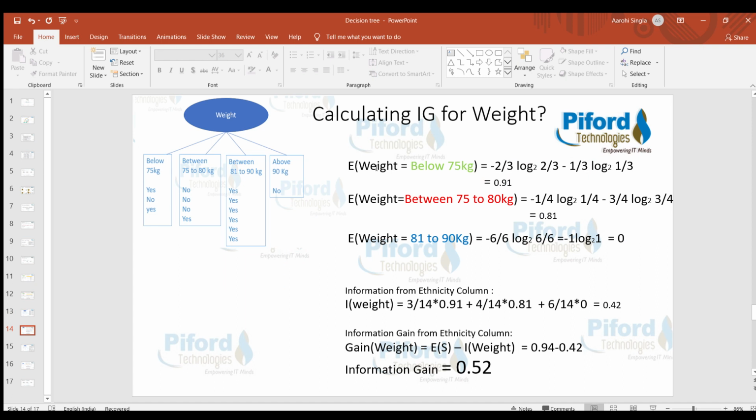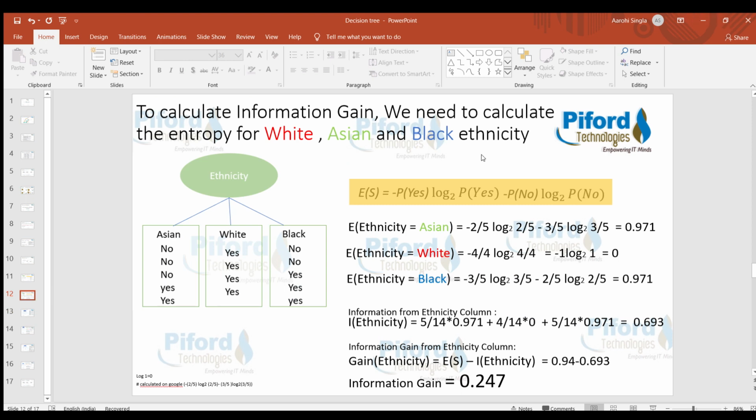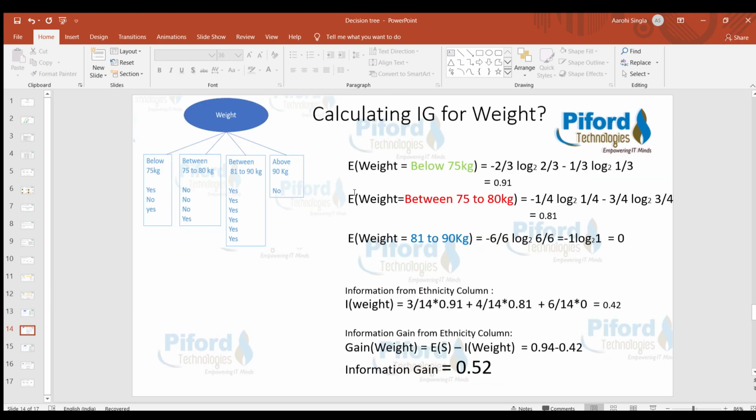So calculating entropy for weight when weight is below 75 kgs. How many total records were there? 3. And how many yeses were there? 2. According to this formula, probability of yes times log 2 probability of yes: 2 yeses and total records were 3, that's why 2 by 3 log 2, 2 by 3. And how many no's were there? 1 no, and total records were 3. 1 by 3 log 2, 1 by 3, and this gives us an entropy of 0.91.